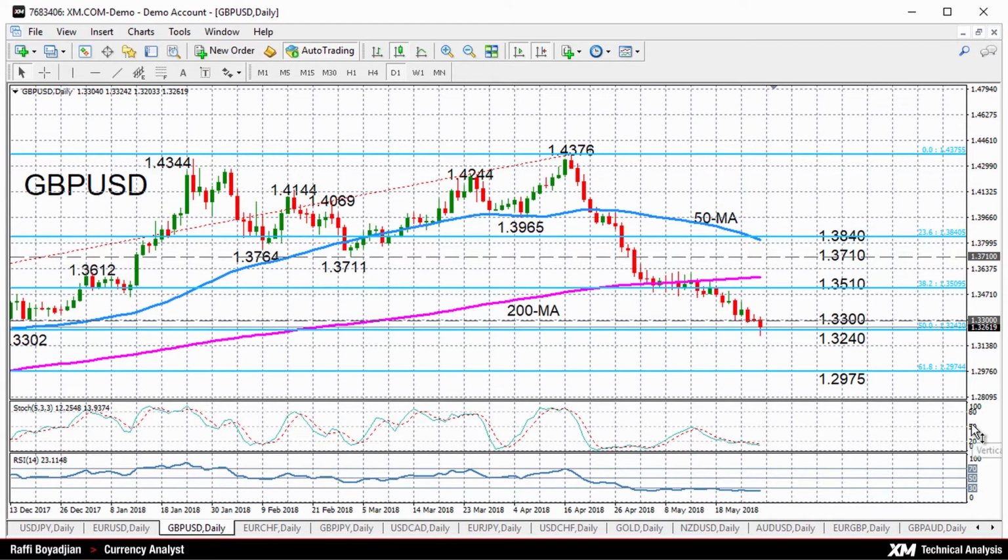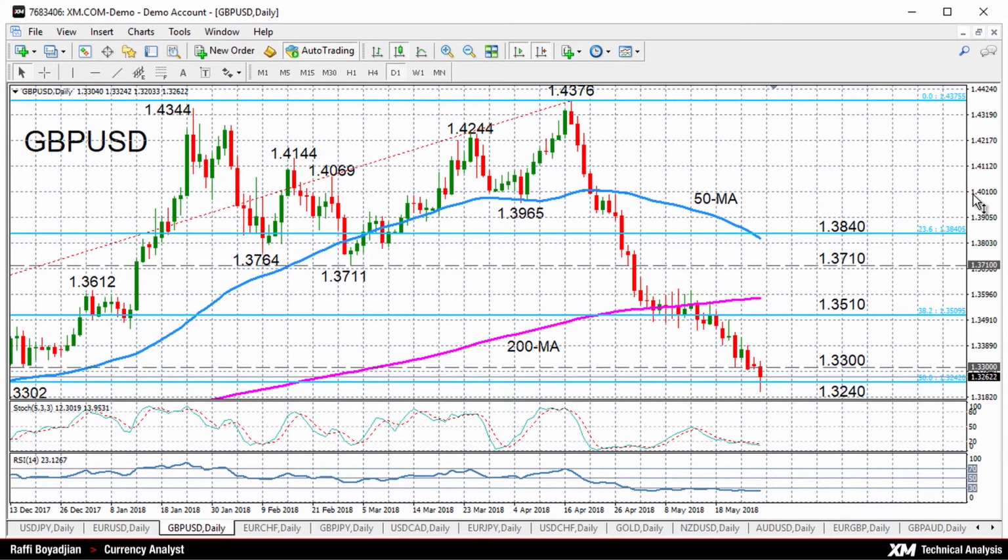Let's now turn to pound-dollar, because it's got a very similar picture to euro-dollar. We can see it's also looking oversold at the moment, with both the stochastics and the RSI running below 20 and 30 levels respectively, although they do seem to be flatlining, so perhaps the downside pressure for pound-dollar isn't quite as strong as the euro-dollar pair.